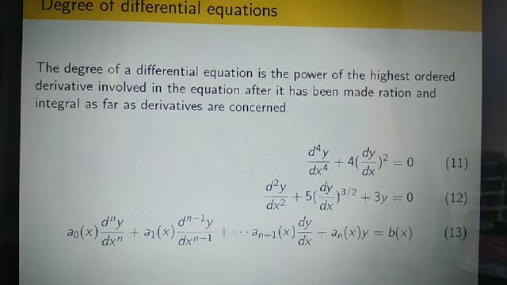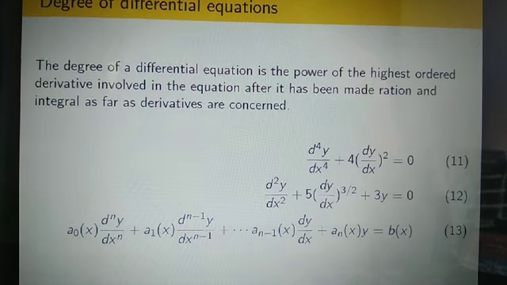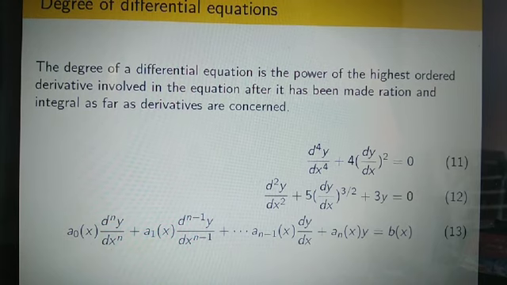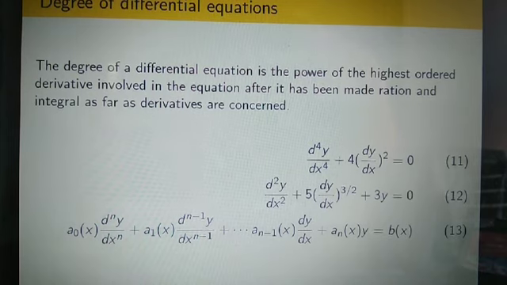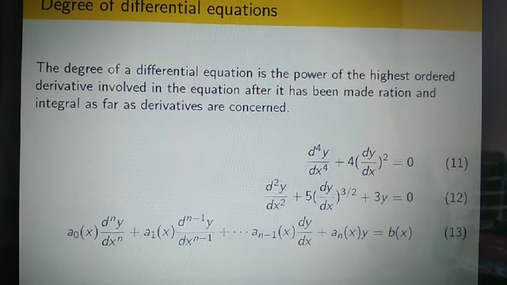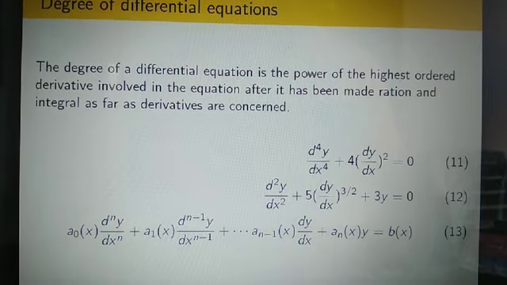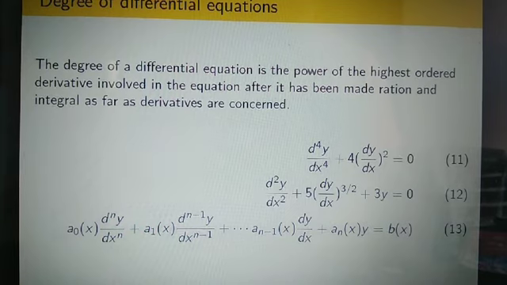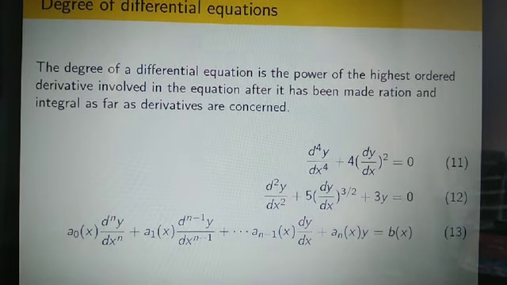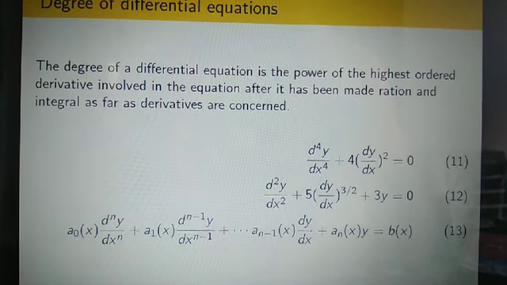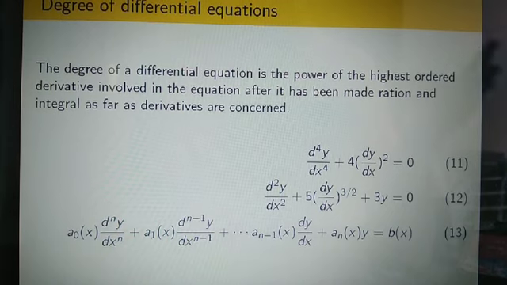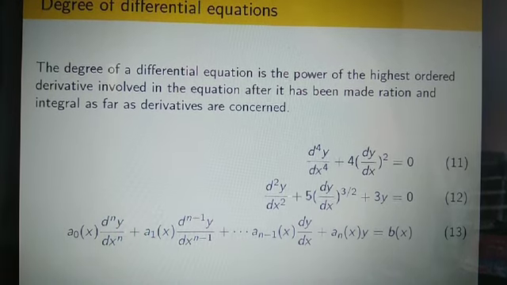Now, if we concentrate on problem number 12, here we see d2y/dx2 plus 5 (dy/dx) to the power 3 by 2 plus 3y equals 0. One thing you have to notice here is that 3 by 2 is a fractional part. So the fractional part involved here should first be removed. What technique do we introduce here? If we take the fractional part on the left hand side and take the rest of everything on the right hand side, then 5 (dy/dx) to the power 3 by 2 equals minus 3y minus d2y/dx2.